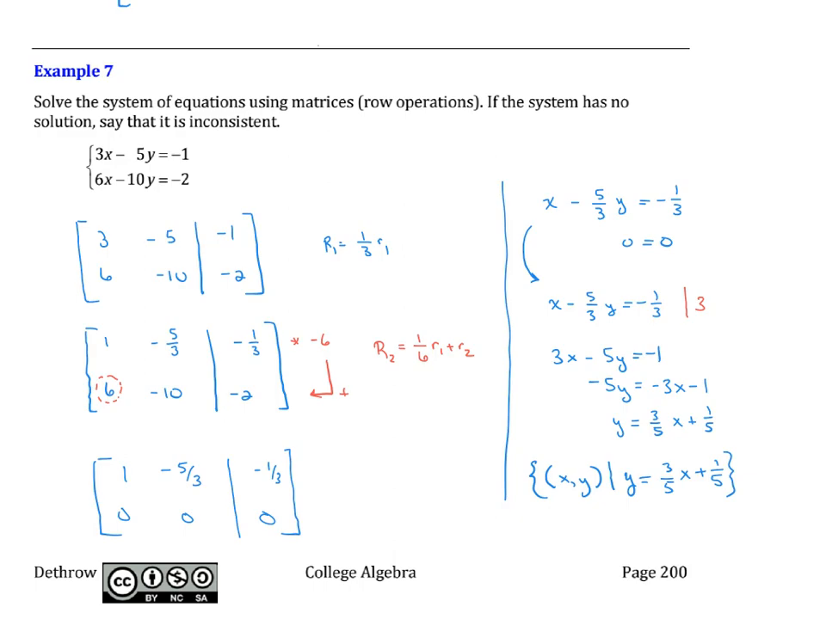So this system is consistent because there are infinitely many solutions. So as long as there's a solution, it's consistent. What we would say is that these equations are dependent.